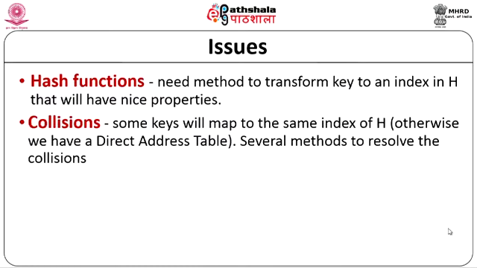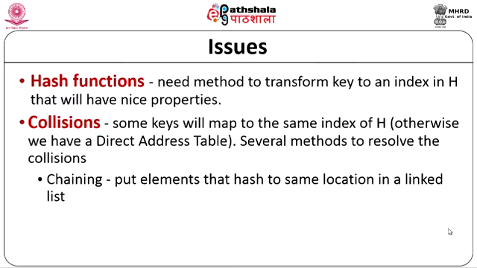Now, sometimes more than one key will map onto the same index, the same slot or the same bucket. There are several methods to solve this collision. What is a collision? You are using a hash function to map the keys onto the slots or buckets, and if two keys index to the same bucket, then a collision has occurred. And there are many different ways of handling collisions. If you do not use a collision method, then it is called a direct address table.